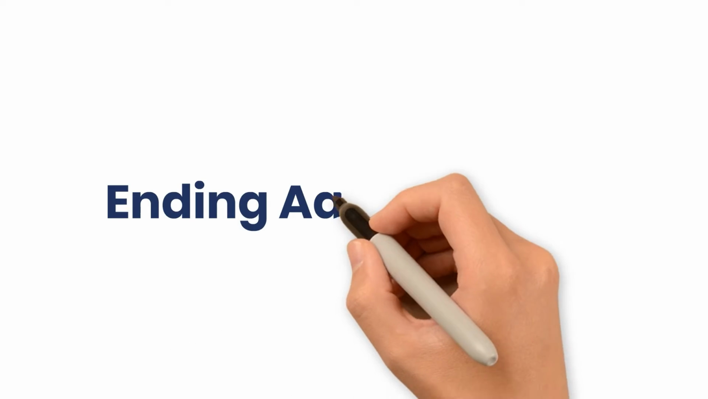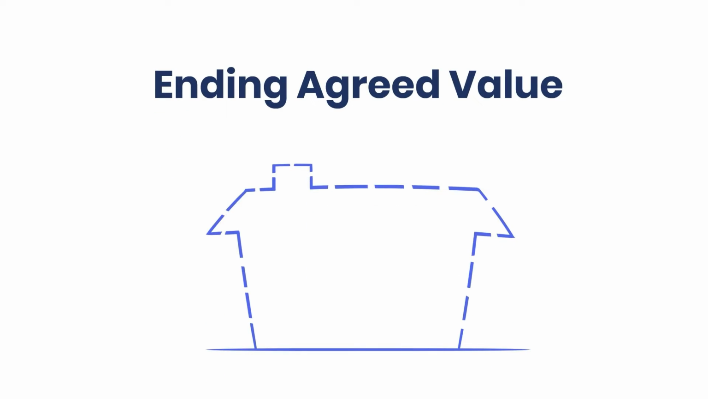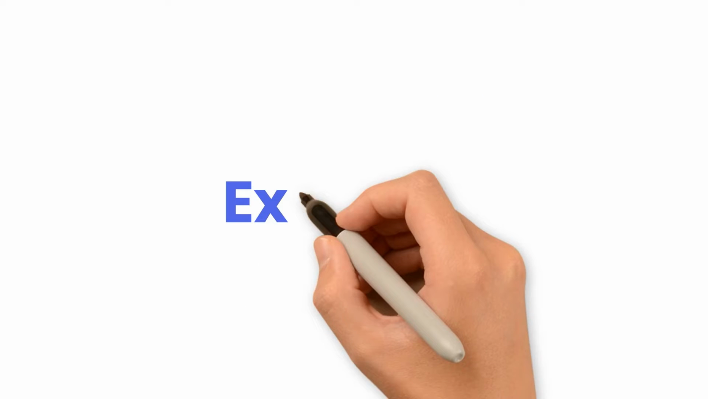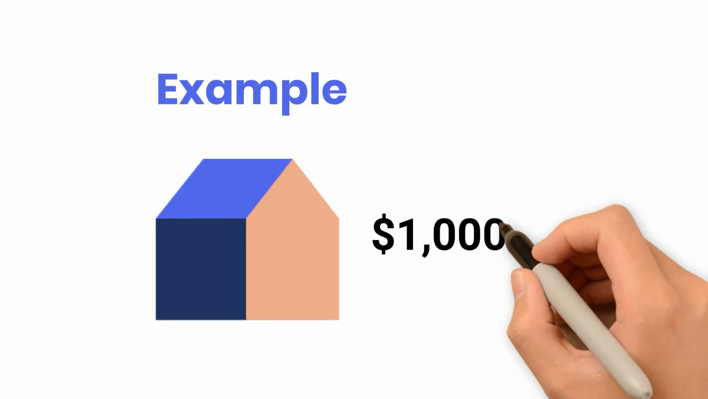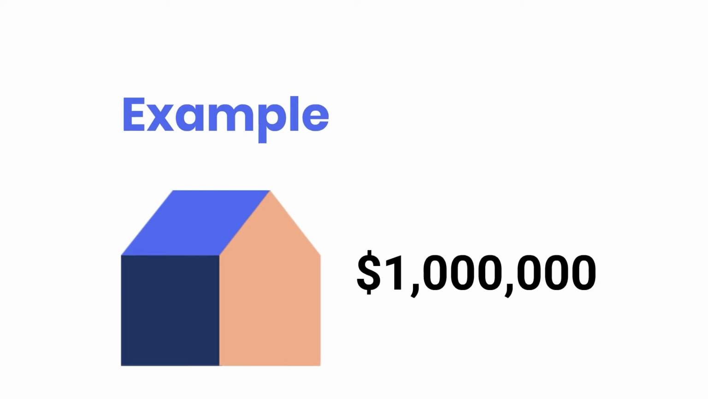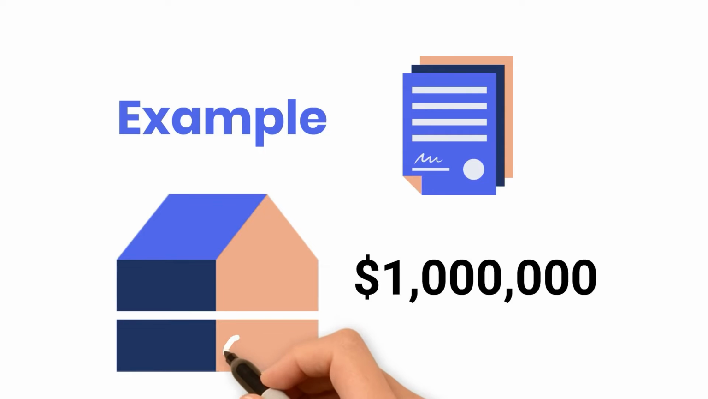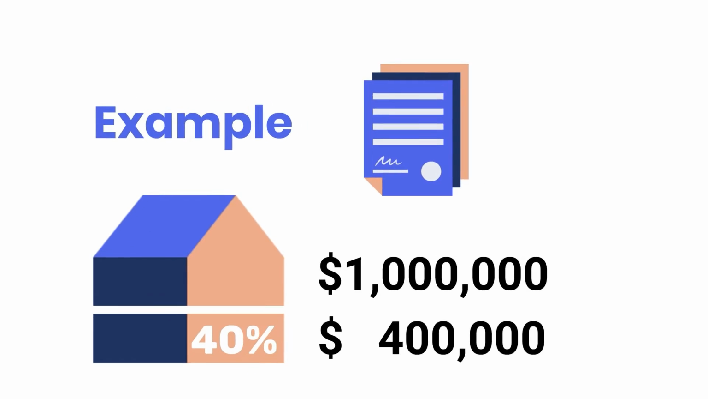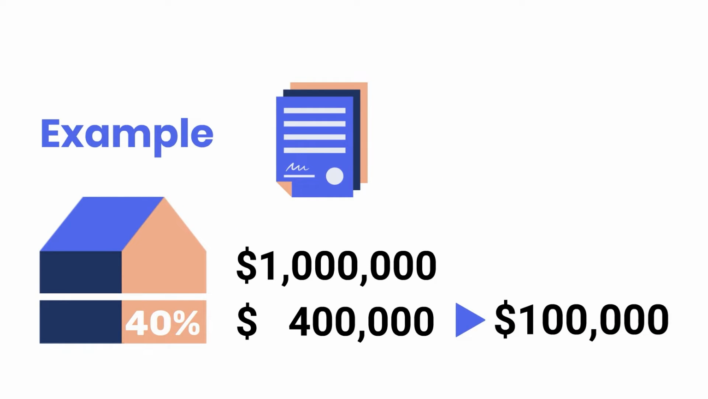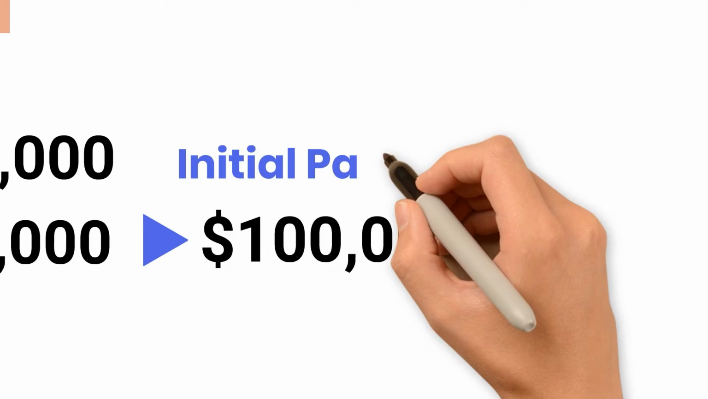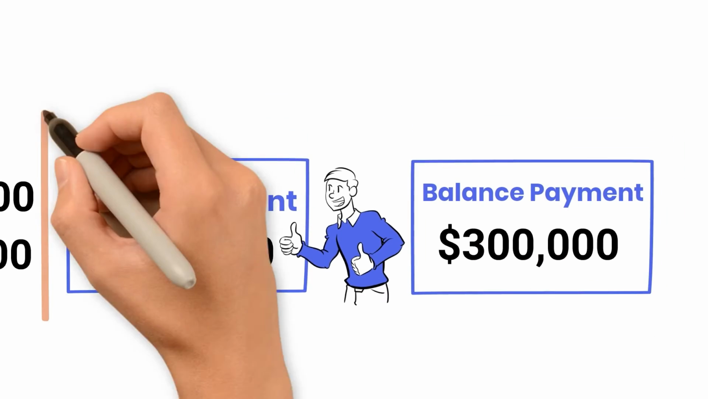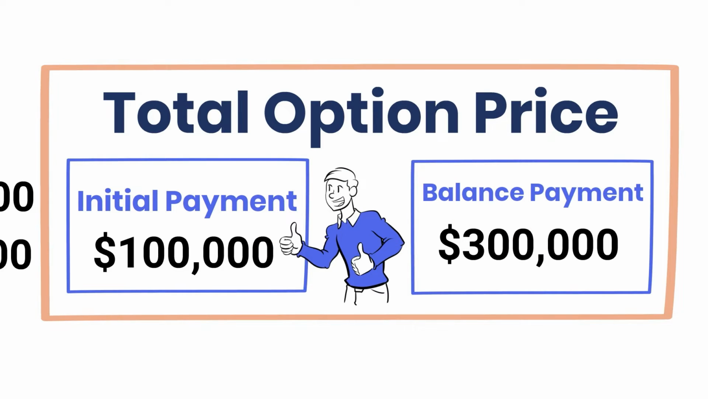Finally, there's the ending agreed value. It's what your home sells for or is worth at the end of the agreement. So let's try an example. Say we co-invest with you on a home with an original agreed value of $1 million. You'll grant us the option to purchase 40% of your home's value, and that option costs us $400,000. Part of that, a sum of $100,000, we give you up front as an initial payment. The balance payment, in this case $300,000, we'll set aside for now.